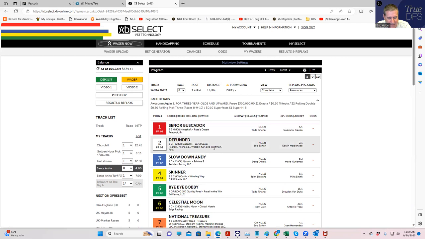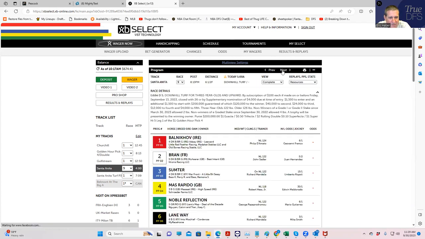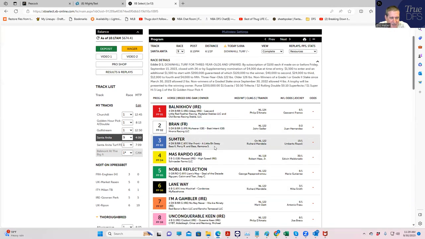Race 8, I think it's all right. The 1, Senor Buscador, 5 to 1 to beat the 2 and the 3, but all 3 of them are solid. But you've lost all your money, and you need something to do at the end of the day. You could play the Sumter, the 3 in race number 9 at Santa Anita. I think it's not quite as good as the 2 and the 6, but at that price, I would give that a shot. And then race number 10, really not much.